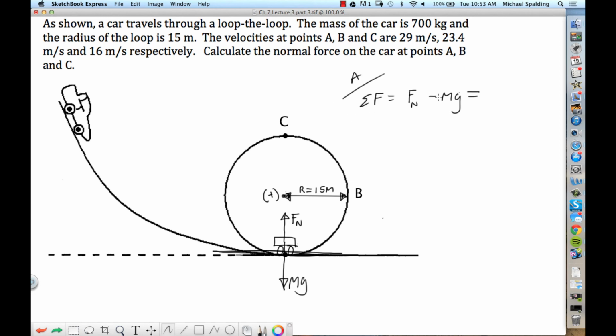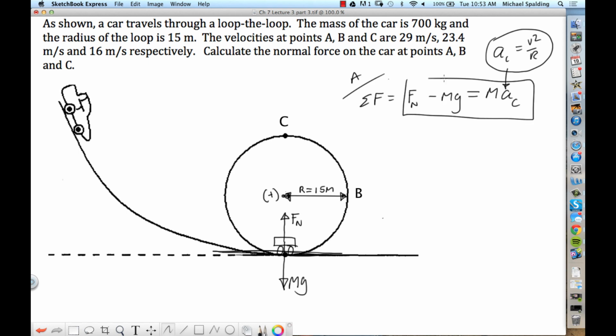circular path. So anyway, the sum of the forces here equals ma, where this a is a centripetal acceleration. How did I know it's a centripetal acceleration? Because this car is now in a circular path. Whenever you have a circular path, there's a centripetal acceleration. The equation for centripetal acceleration is v squared over r. Plug that in right there.